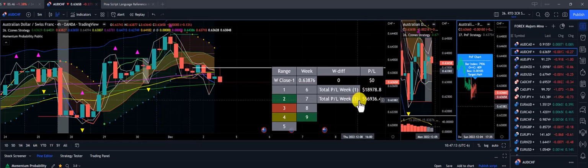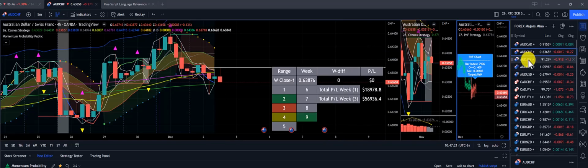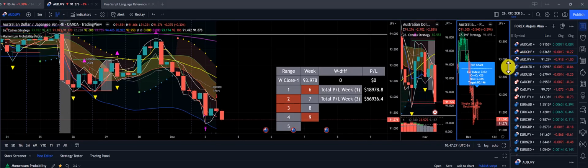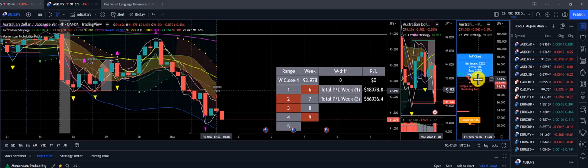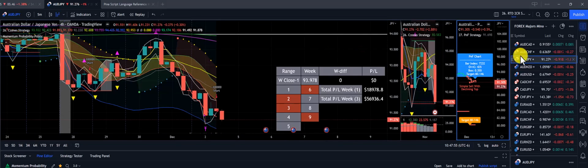Aussie dollar Swiss franc was not a tradable currency pair. No strategic target going forward for next week. Same with Aussie dollar Japanese yen. We have a strategic target of 80.146 to the downside. Operational picture within this C zone, but below the dragon, and we will be trading this next week.